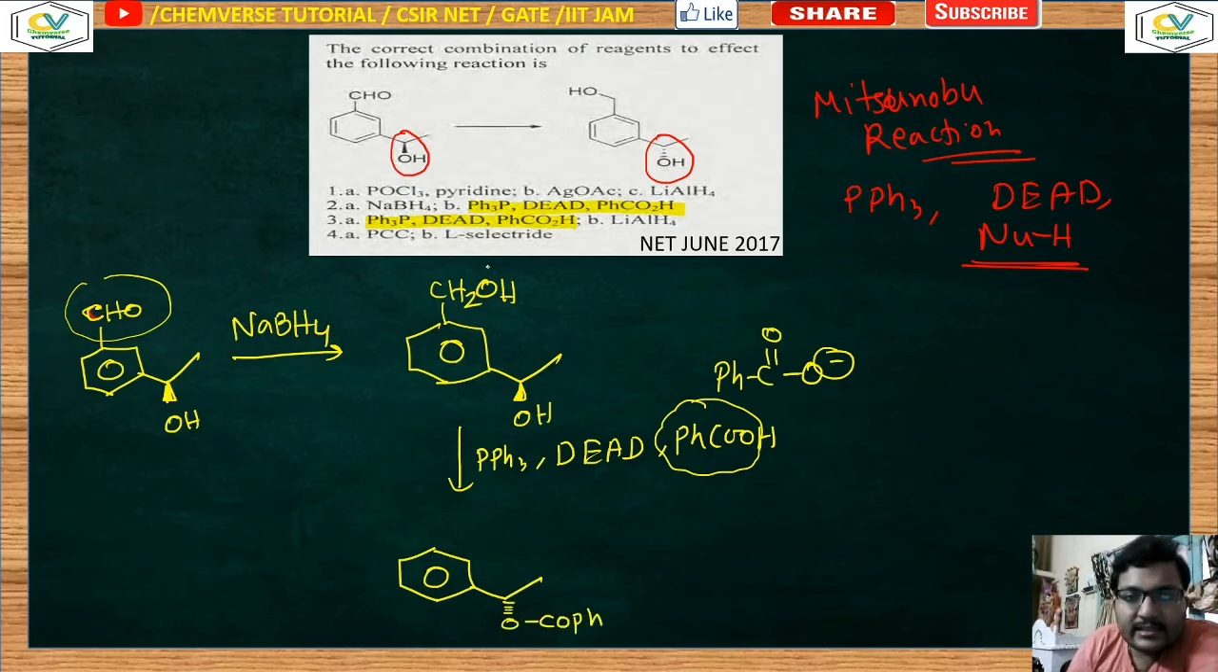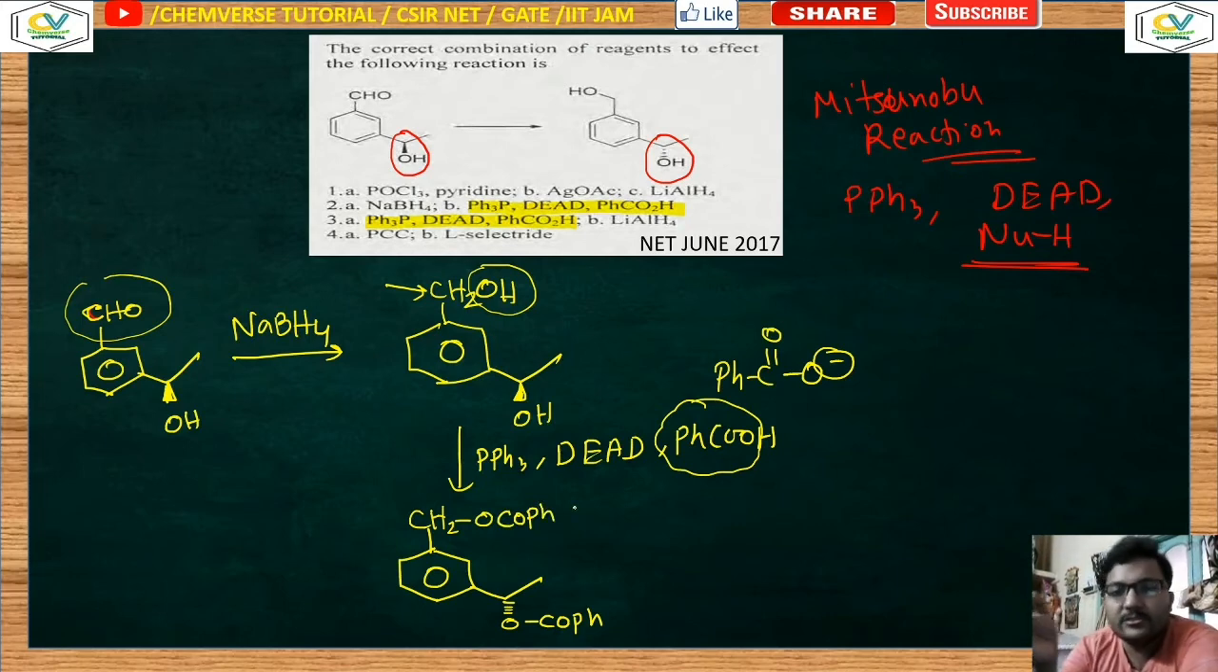Now look at this. It has another alcohol part, and this is not an asymmetric carbon. It is CH2OH. So substitution will also occur in a similar way, OCOPh. I am not mentioning the stereochemistry because it doesn't matter. There are two hydrogens present, so it is CH2. So here also an SN2-like attack will occur, and this OH is substituted by that nucleophile. Clear? So this will be your product.